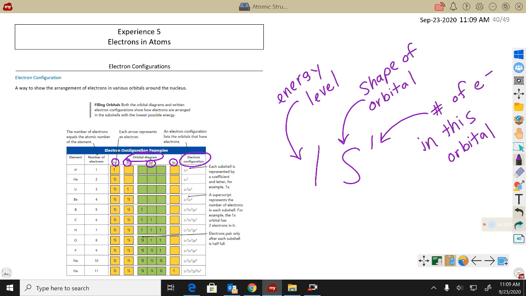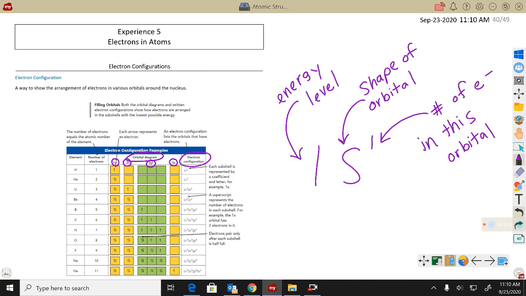And so on. Beryllium has 4 electrons, so it would be 2 electrons in the 1s, 2 electrons in the 2s. But now the 2s orbital is full. So when I get to boron, I'm going to put the 5th electron in the 2p. We always fill low energy to high, so we always start with the 1s, and then we just keep going, filling 2 electrons in an orbital until we get to something like carbon.